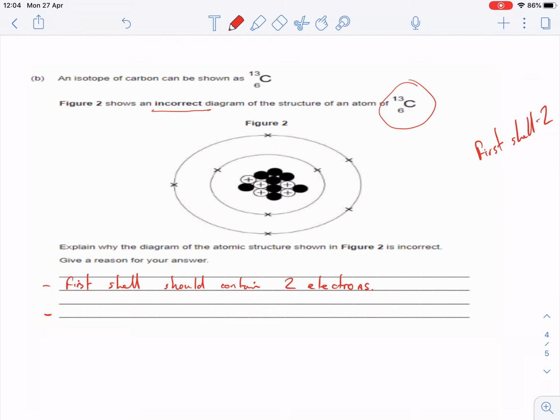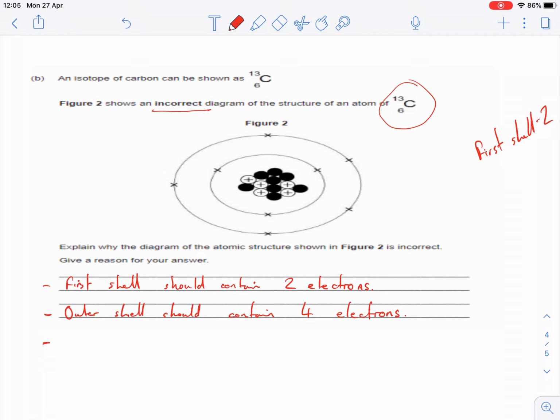And then the next one is, if you look at the periodic table, you'll notice that carbon is in group 4. So that means that the outer shell here should contain 4 electrons. But this one doesn't. This one contains 5. So that's incorrect. So the outer shell should contain 4 electrons, and again, that's because carbon is in group 4. So that's the second mark.